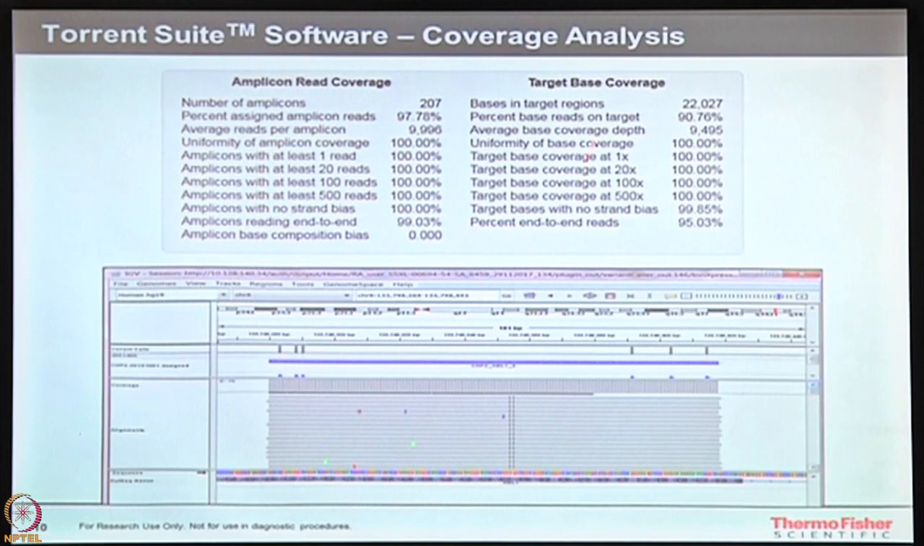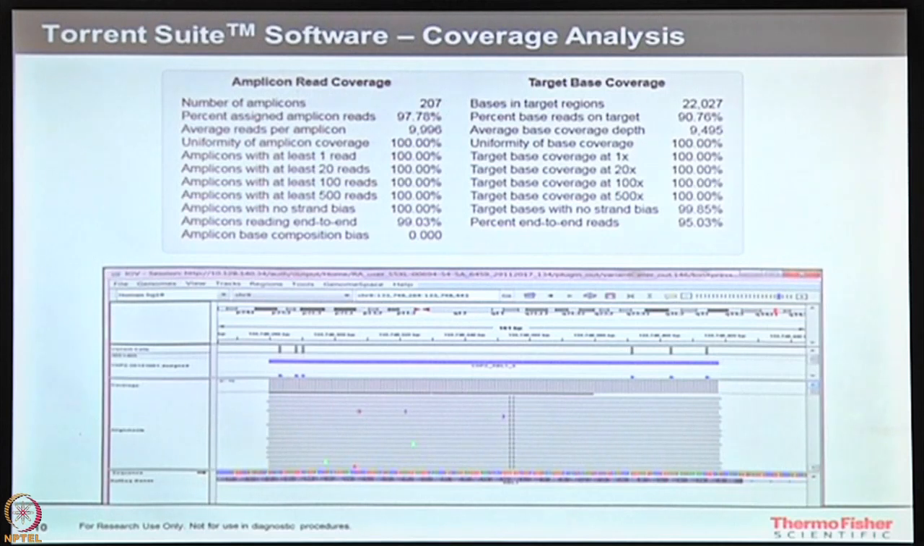I would also like to know, say I have a 22 KB region of interest, if I look for 1x coverage, how many bases are covered by 1x coverage. At least one read covering each base, that's what I could call 1x coverage. So in that, you have around 100% of bases covered at 1x.